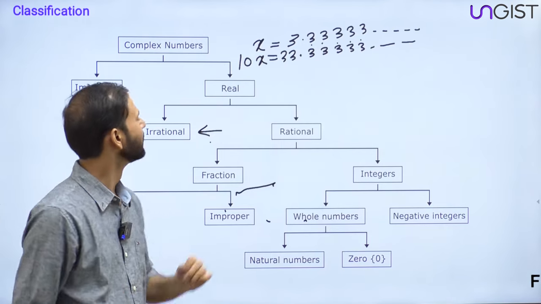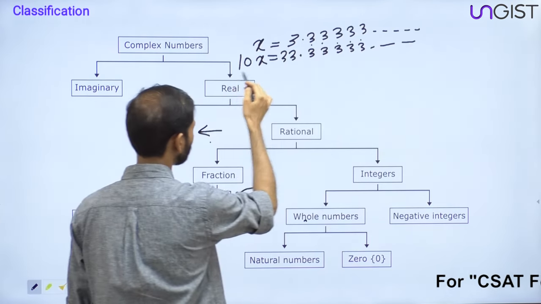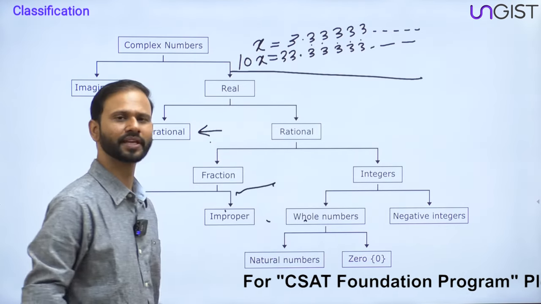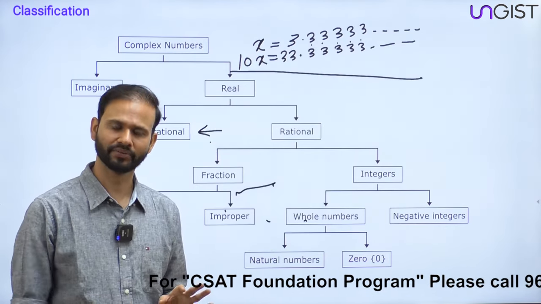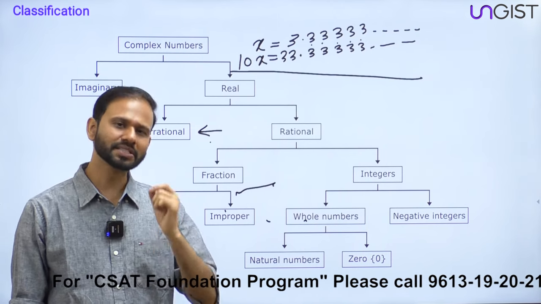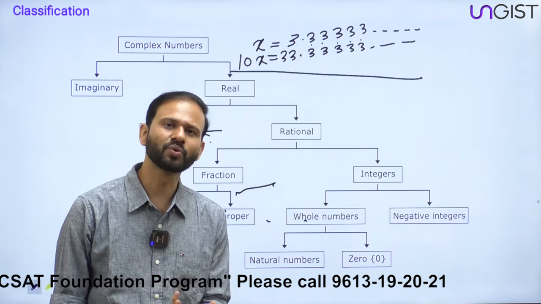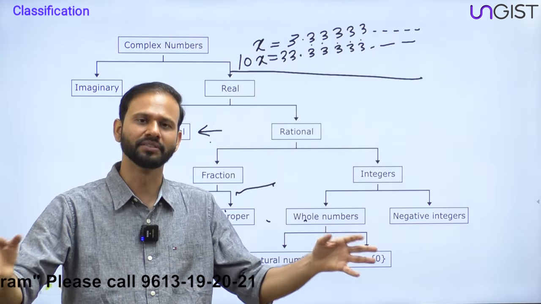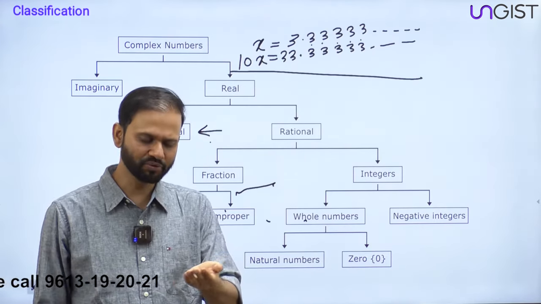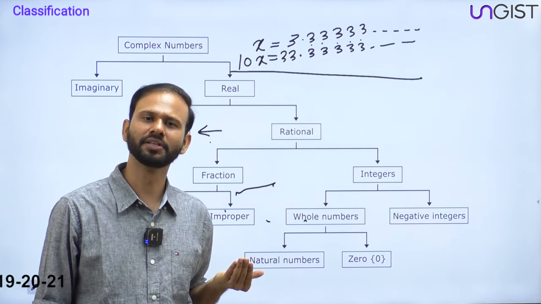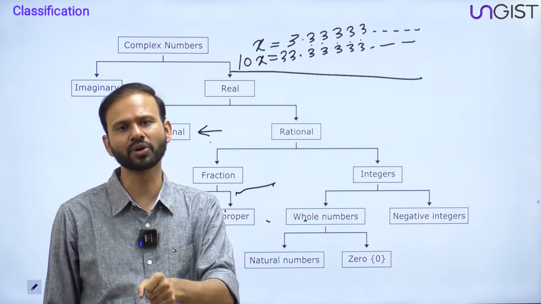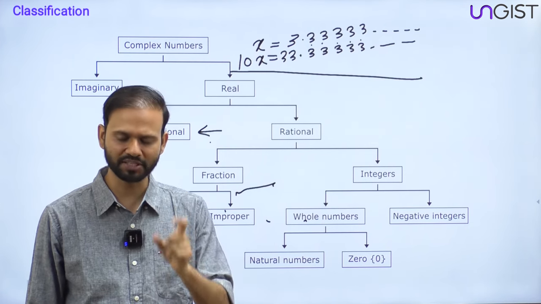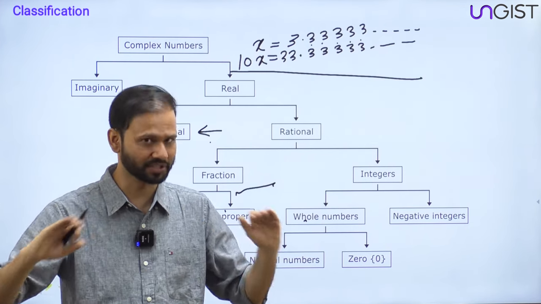33.33333, right? Now, mere ko ek baat bataiye, ye wala jo 3 aur ye wala jo 3, can you count them? No, right? Ek cheez samajhiyega friends. Infinite is what? Infinite is like an ocean. Fine. So if you are taking out one digit out of it, you are taking out one drop from the ocean. Right? And infinite is a very big number, a very large number.